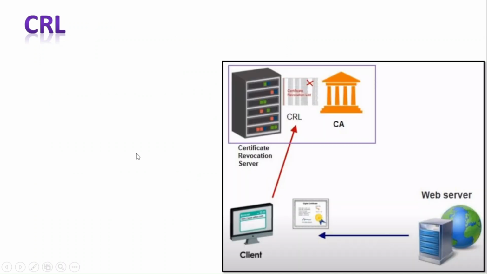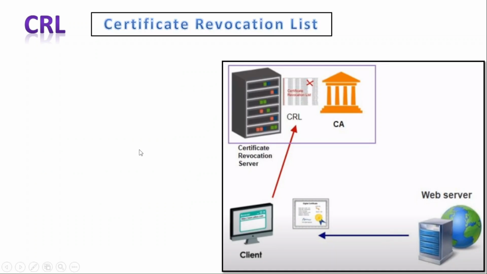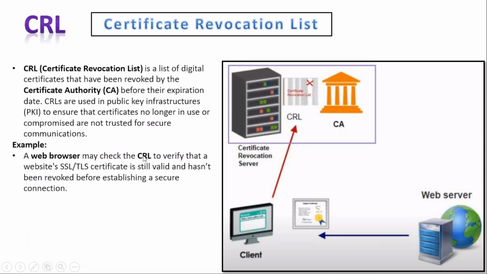CRL, that is Certificate Revocation List. So CRL, that is Certificate Revocation List, is a list of digital certificates that have been revoked by a certificate authority, that is CA, before their expiration date.